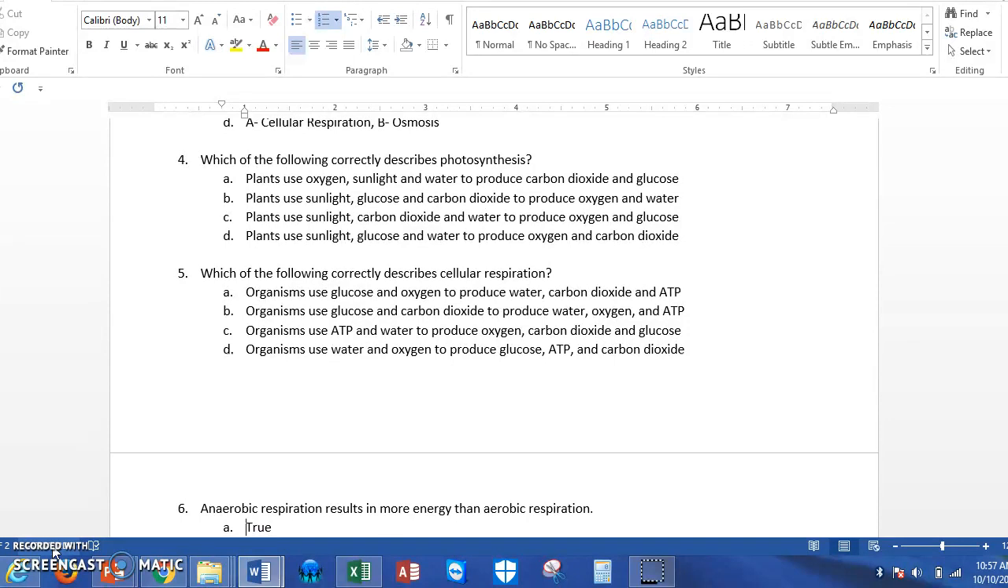Which of the following correctly describes cellular respiration? A. Organisms use glucose and oxygen to produce water, carbon dioxide, and ATP. B. Organisms use glucose and carbon dioxide to produce water, oxygen, and ATP. C. Organisms use ATP and water to produce oxygen, carbon dioxide, and glucose. Or D. Organisms use water and oxygen to produce glucose, ATP, and carbon dioxide.